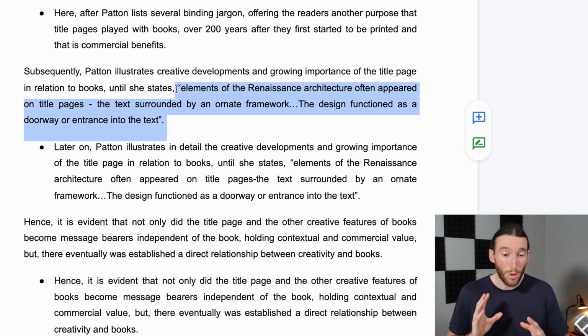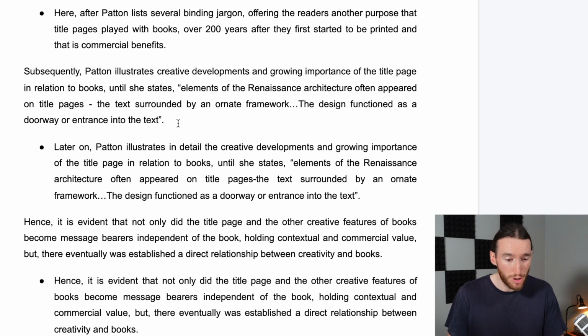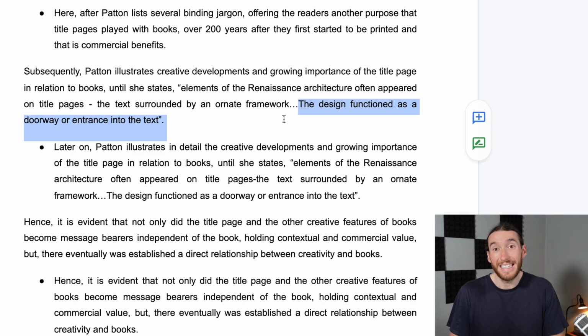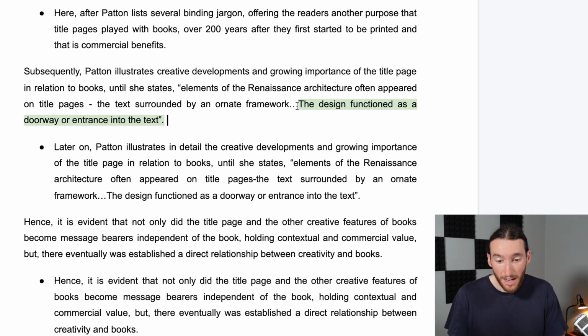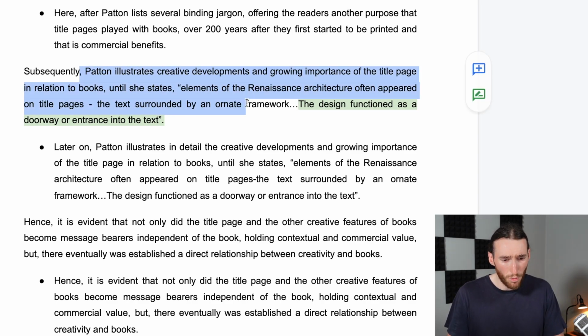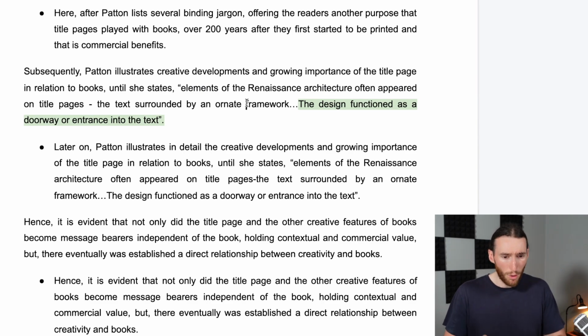Okay, key thing here, this quote is longer than it needs to be. I think we just want to focus on one thing at a time, and there's too much in this. The main thing that I take away from this is that the design functioned as a doorway or entrance into the text. I really like that point. That's all we need. So the design of the title page functioned as a doorway or entrance into the text. Let's just use that. Notice how everything else in the sentence doesn't really explain the importance. There's just creative developments and growing importance. What is the growing importance?